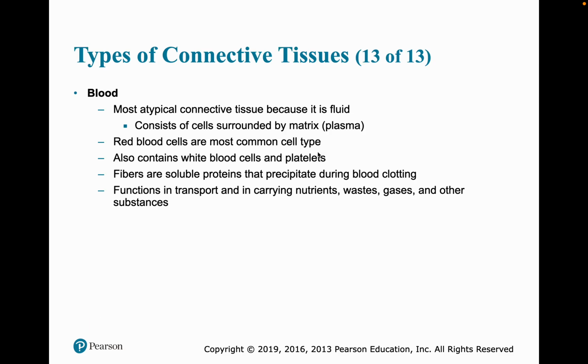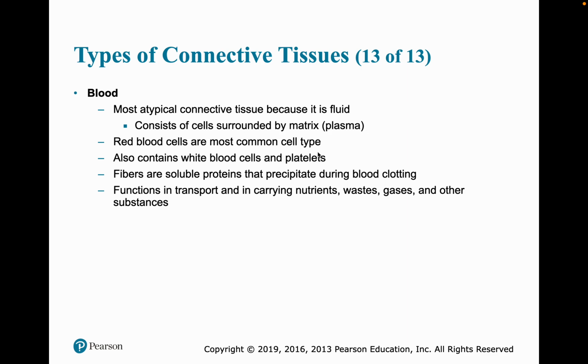Blood is the most atypical connective tissue because it's a fluid. The cells are surrounded by a matrix still, but that matrix is plasma. It's in its liquid form most of the time until it needs to coagulate and stop bleeding.